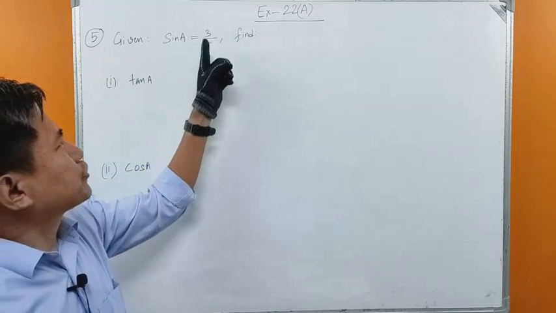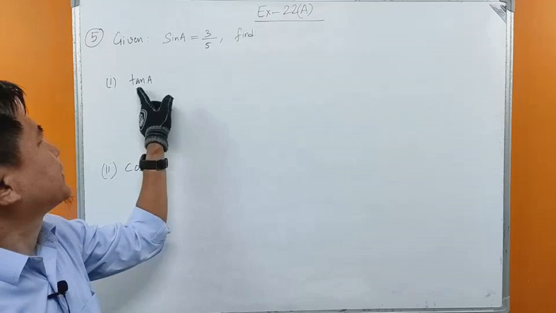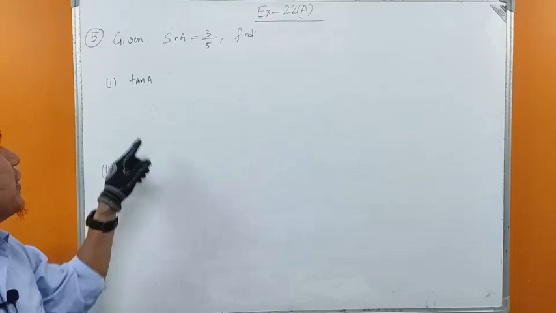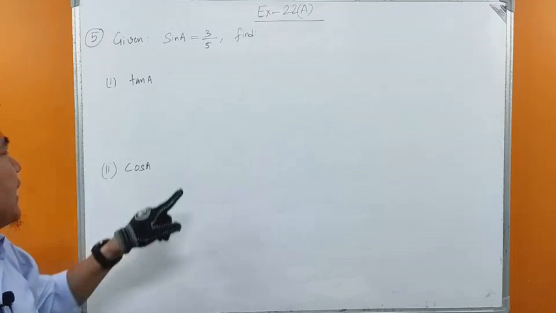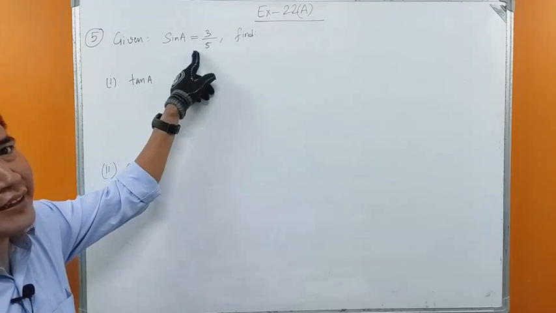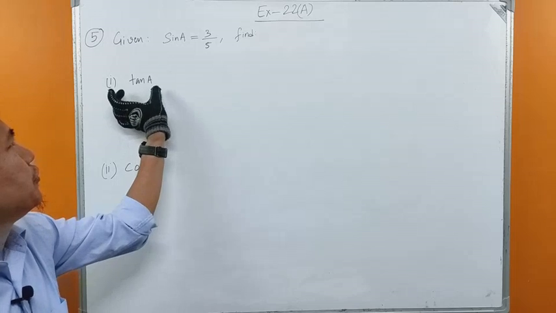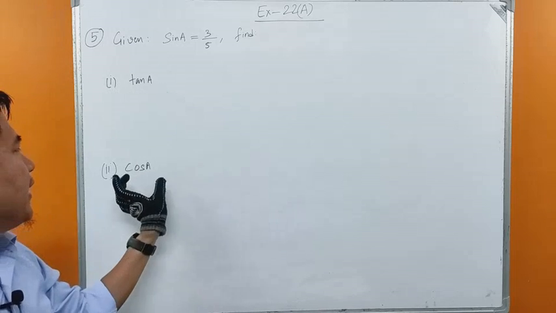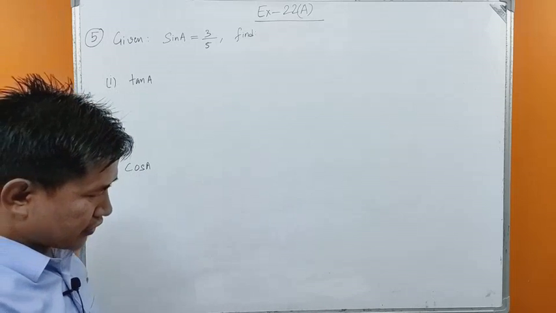Given sin a equals to 3 upon 5, find tan a, and number 2 is cos a. Okay, so we are asked to find the value of tan a and cos a. The value of sin a is given to us, 3 upon 5. So we are asked to find the value of tan a and cos a. Okay, so let us do this.